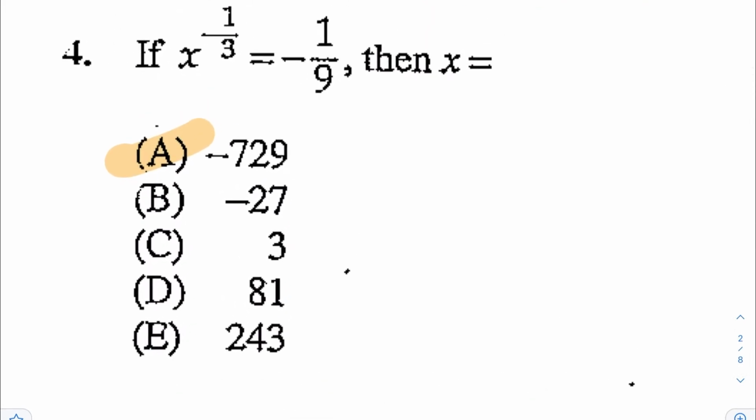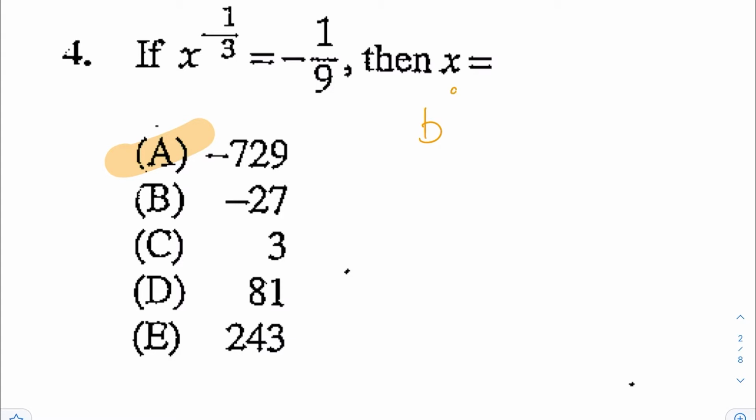All right, next for number 4, if x raised to the, I'm assuming this is a negative 1/3, is equal to negative 1/9, then x is equal to. So here you have a couple things. You have a negative exponent and you'll have a fractional exponent. So let's do the fraction first.